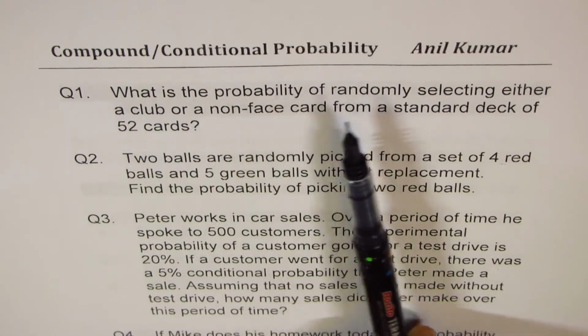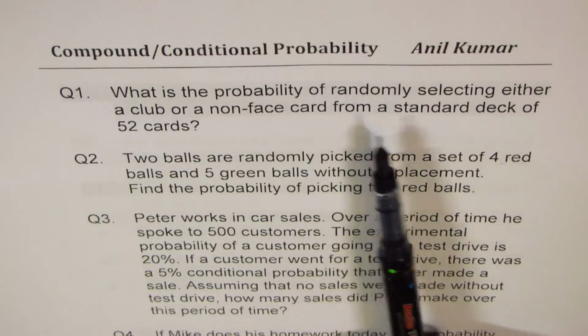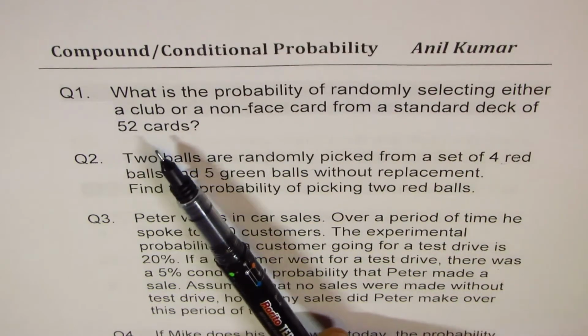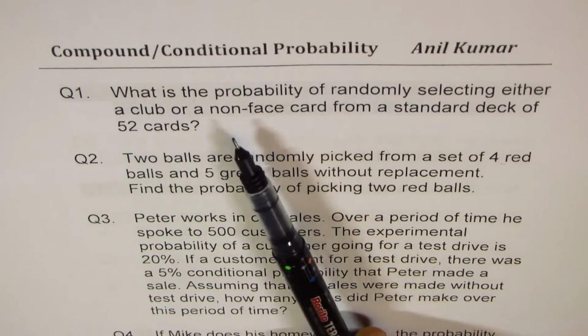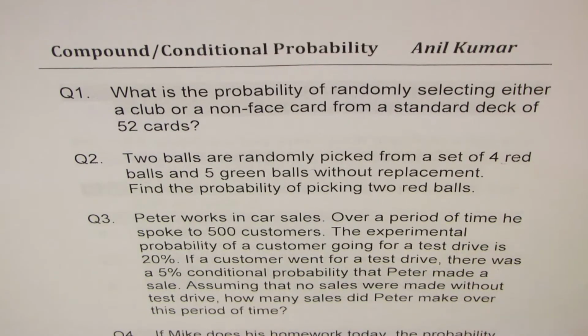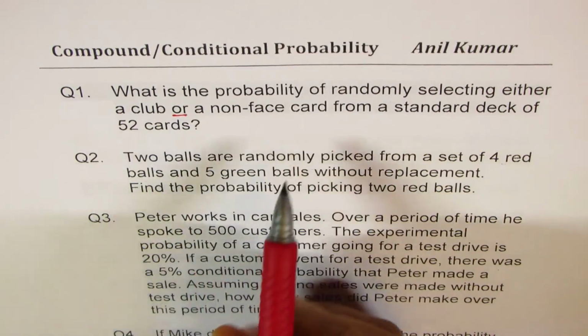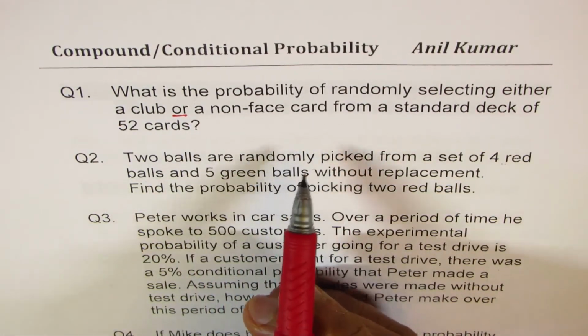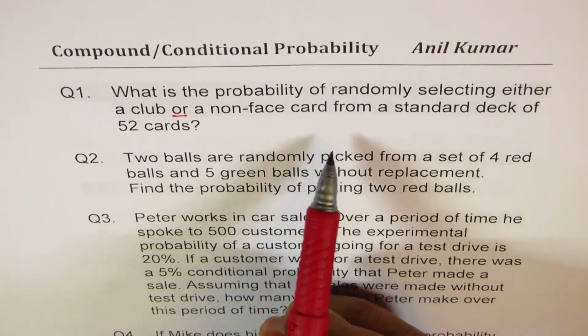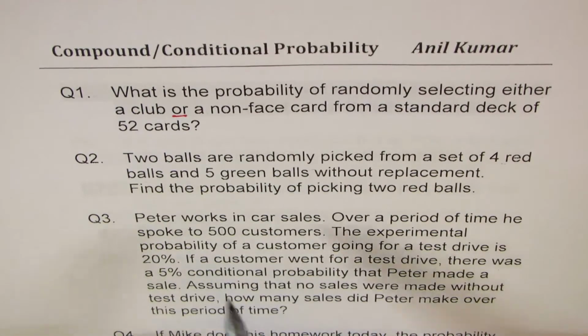What is the probability of randomly selecting either a club or a non-face card from a standard deck of 52 cards? Now these two events are not mutually exclusive, and when we say or, we are actually looking into adding their probabilities and excluding the common elements, right? So not mutually exclusive event.